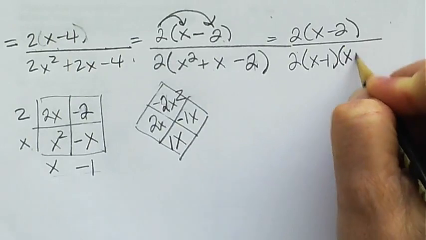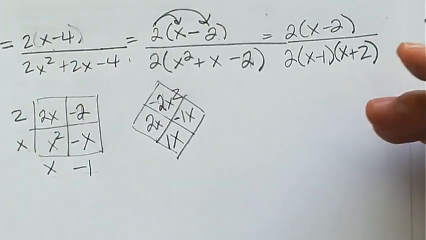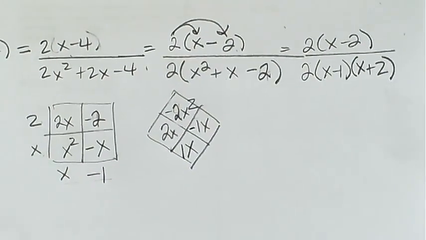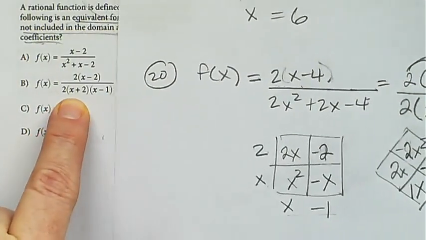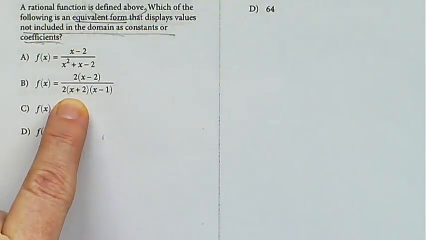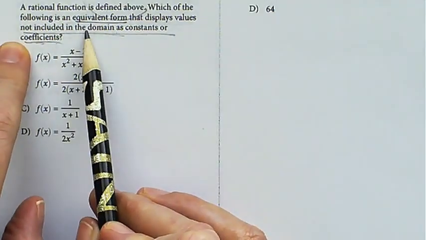So this is homework right now. Work it out with me. If it's too much when you see something like this in the test, it's okay to skip over it. So if you look at the choices, this matches what we have. And this is showing values not included in the domain.